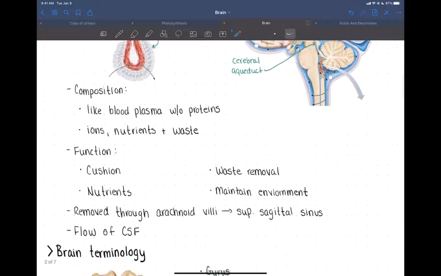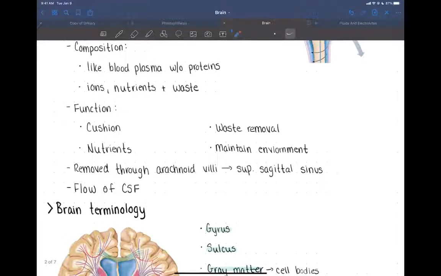So let's just briefly talk about its function. The function of CSF is to cushion the brain. It's kind of like a fluid cushion surrounding the brain. That way, if you move your head around, your head's not banging into your skull or anything like that. It also contains nutrients from the blood that help to nourish the brain and the neurons. And it functions as a way to remove waste produced by the neurons and the glial cells of the brain. And it helps to maintain a stable environment of the brain.